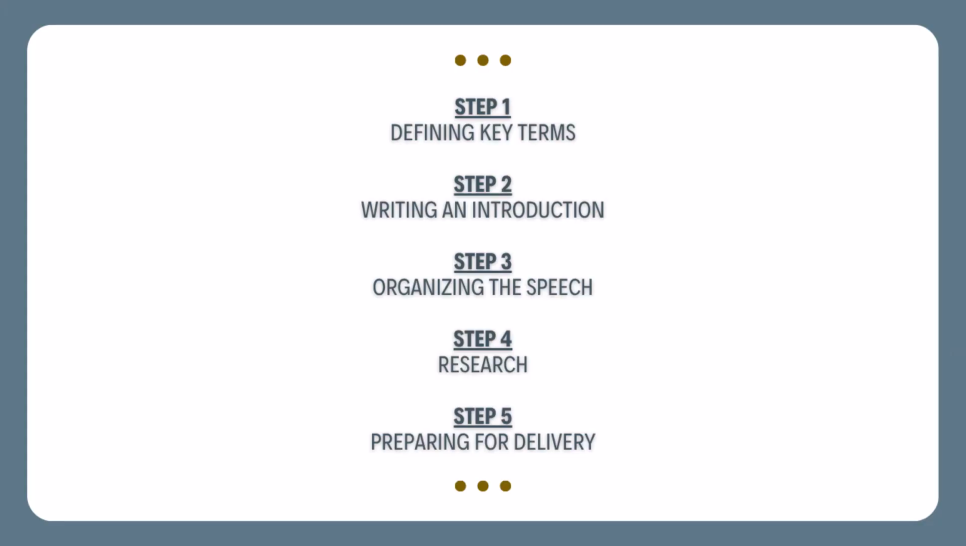In this video, we'll walk through 5 parts of preparing a communication analysis speech. First, we'll define the key pieces of the event: artifact, theory, and research question. Second, we'll look at how to write an introduction that identifies your artifact and sets up your analysis. Third, we'll explain the 3-part body structure: theory, analysis, and implications. Fourth, we'll review how to use research and sources. And fifth, we'll talk about preparing the speech for delivery. Let's start by breaking down the event itself.